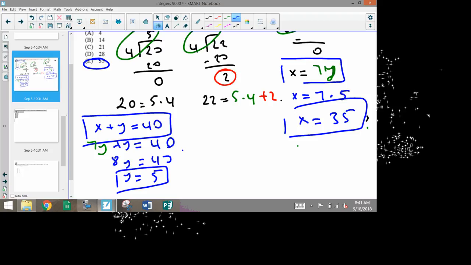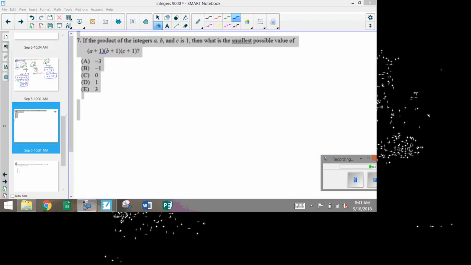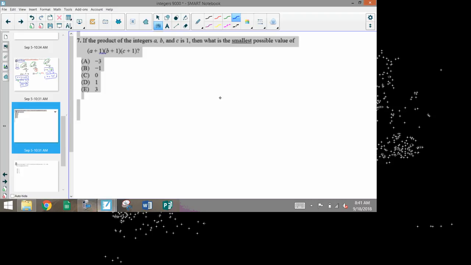Okay, next, are you guys going to write this one? The product of the integers a, b, and c is 1. Let me write down how to translate this sentence into math. Product means multiplication. a times b times c is equal to 1. If you remember, we solved a similar one, but in that case it was asking us for the greatest one. So then what is the smallest possible value of this? They already underlined it: the smallest possible value.